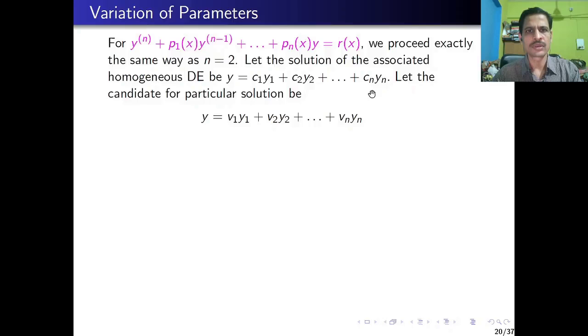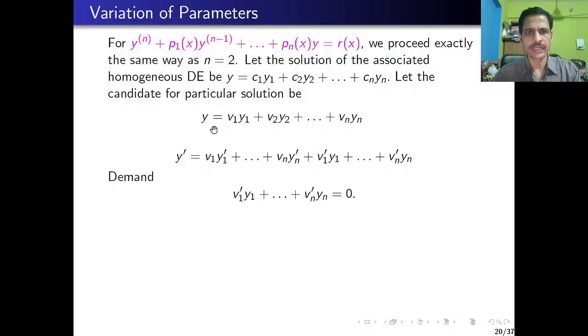So we take the candidate for the particular solution to be y is equal to v1 y1 plus v2 y2 plus dot dot dot plus vn yn. So v1, v2, vn are functions here. We have replaced the constants c1, c2, cn by functions, and that's why this method is called variation of parameters. We have varied the constants c1, c2, cn by using functions.